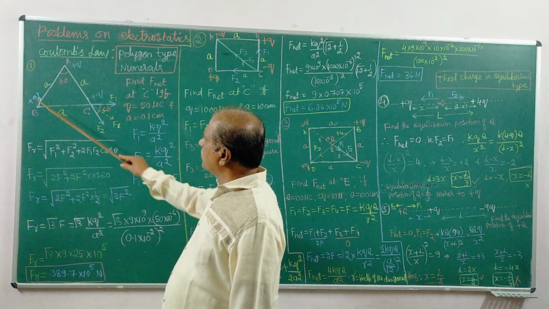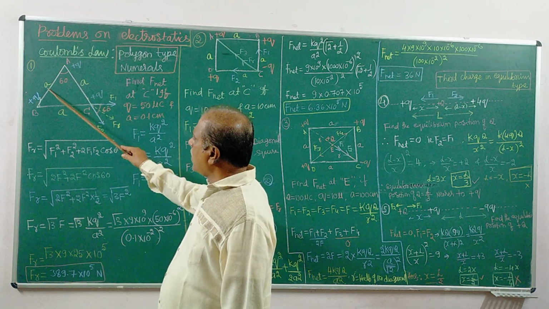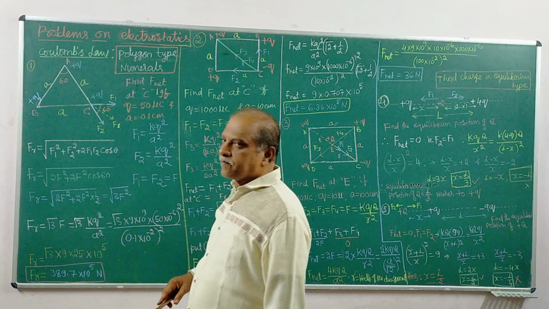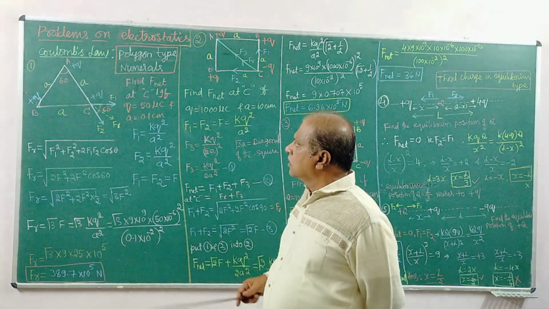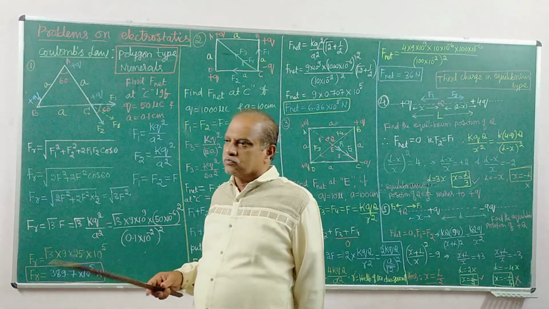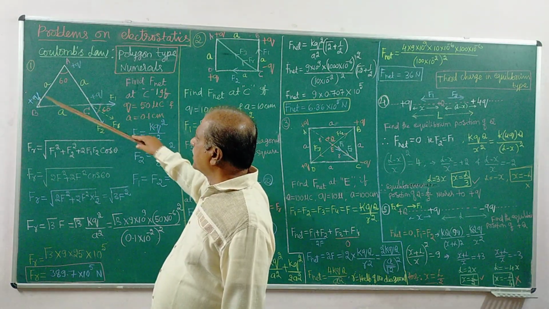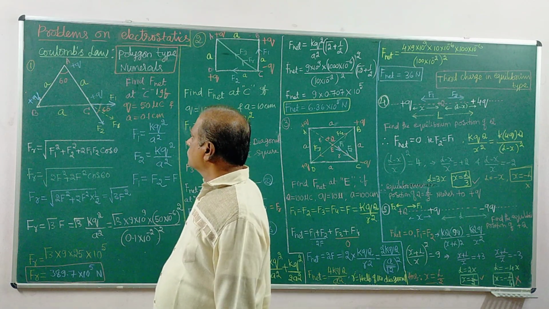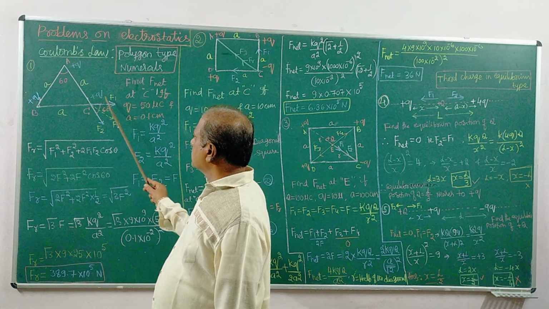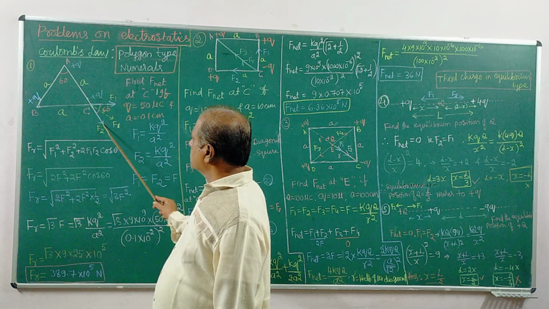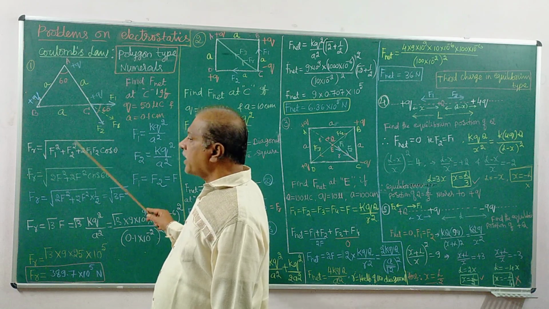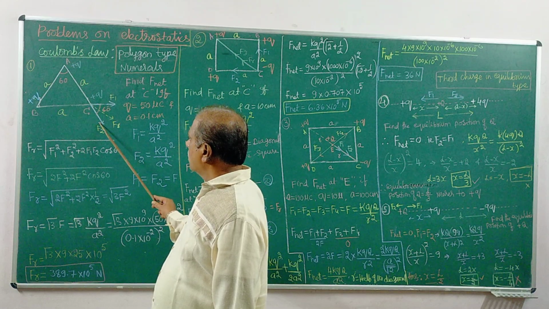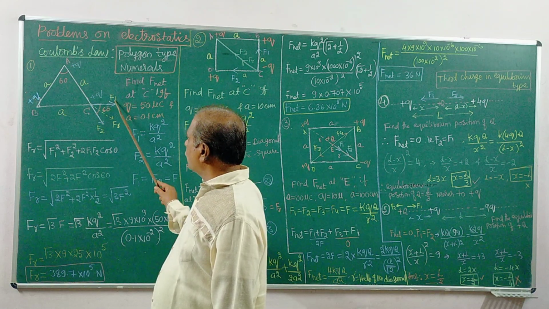There is also an interaction between this charge and this charge. This will have no effect on this, because in accordance with the principle of superposition, there is no effect of this interaction on this. Only the interaction between this charge and this charge matters. The force acting at this point is this force, and this is the direction of this force. The net force at this point is the vector sum of these two, that is F1 and F2.